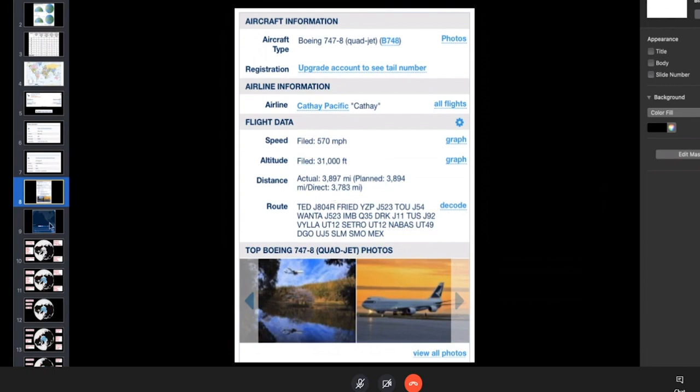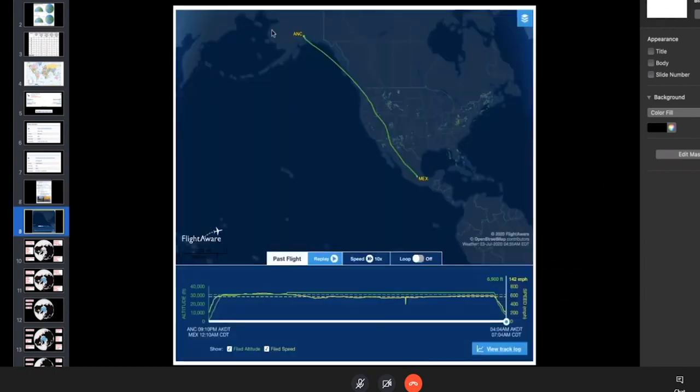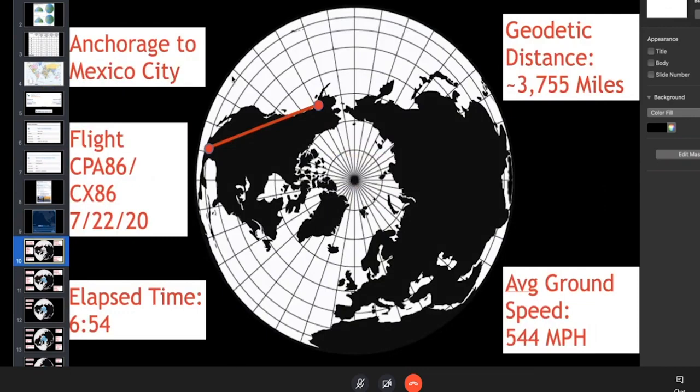And this is what it looks like in FlightAware, the path. This is the actual flight path that they took, same as what I showed on the map earlier. You can see their latitude and their altitude here. So one more time, these are the specifics for the flight. Their average speed was 544 miles per hour. They went 3,755 miles. I'm going to walk through this flight leg by leg and talk about it on a rotating Earth. The view you're seeing right now is what it looks like on a stationary sphere.